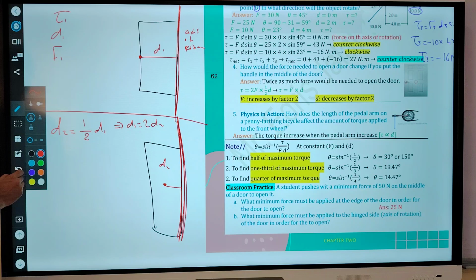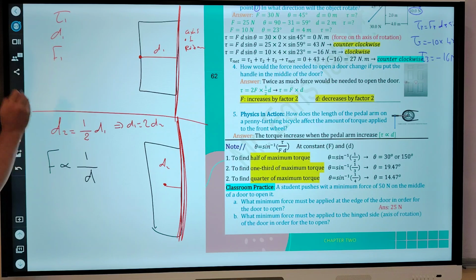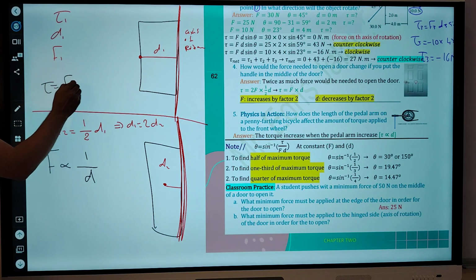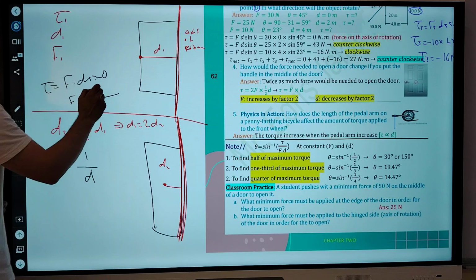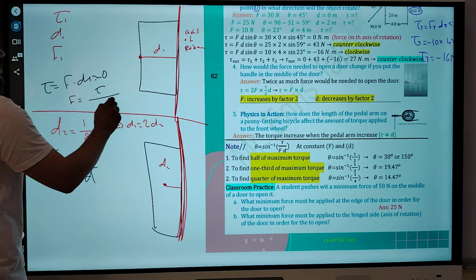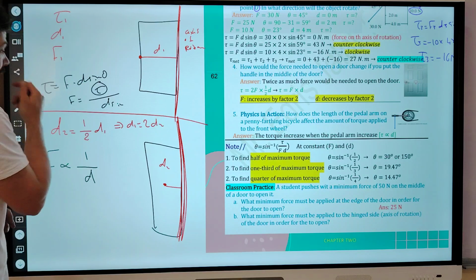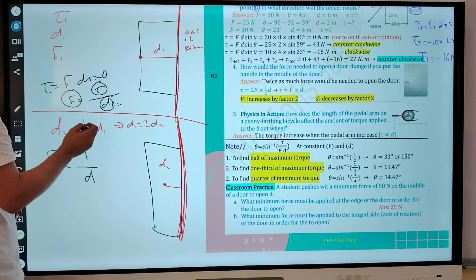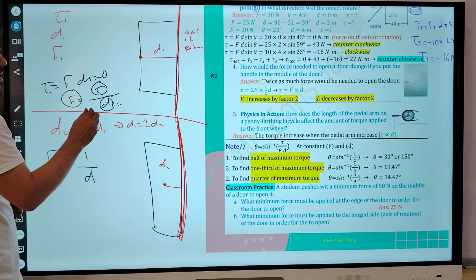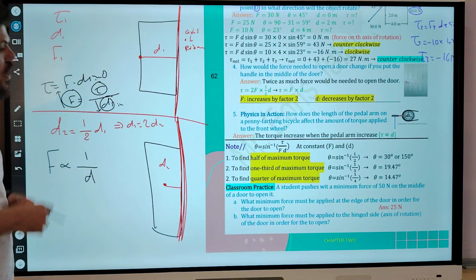So, in that case, force is inversely proportional to the distance. Why? Because torque is equal to F d sine theta, okay? Force is equal to what? Torque over d sine theta. At constant torque, both cases produce the same torque. At constant torque, what is the relation between force and distance? Inversely proportional. Less distance requires more force.